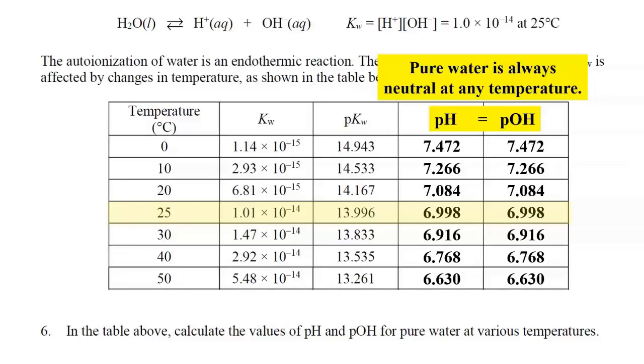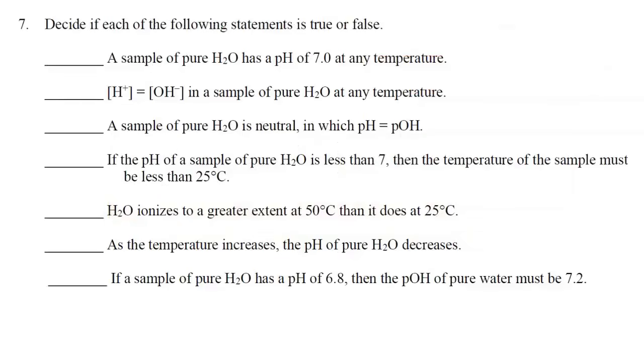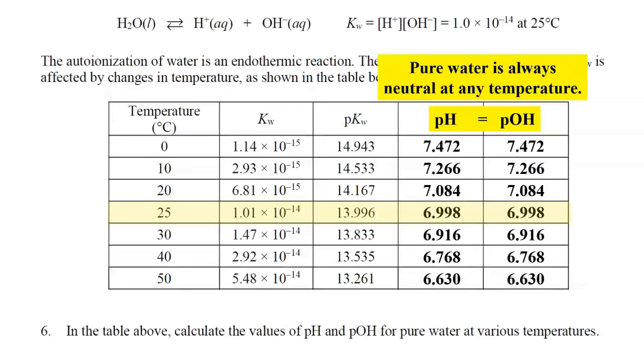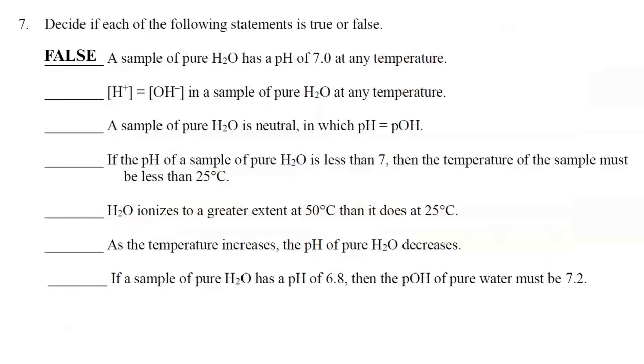So now that you've seen the answer to question 6 and how the Kw, the pKw, the pH, and the pOH vary with temperature, let's move on to question 7. You can answer these true-false statements. The first statement says, a sample of pure water has a pH of 7.0 at any temperature. Based on the answers to question 6, we know that that is not true. When you go from a temperature of 0 degrees Celsius to a temperature of 50 degrees Celsius, we see wide variations in the pH of pure water. So the first statement is false.